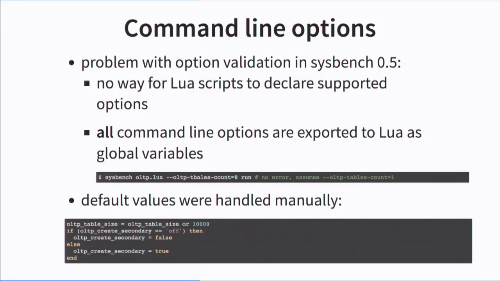Another problem related to command line options that is fixed in Sysbench 1.0 is that in the previous Sysbench versions, there was no way for Lua scripts to declare their supported options. And Sysbench just exported all command line options as global variables in Lua scripts, which was a nice hack, but the downside was that if you make a typo on the command line, Sysbench would happily accept it, and your Lua script would just use a default value for that option, which was a source of frequent complaints and bug reports from users. And default values were also handled manually. You had to write some special code to assign options their default values.